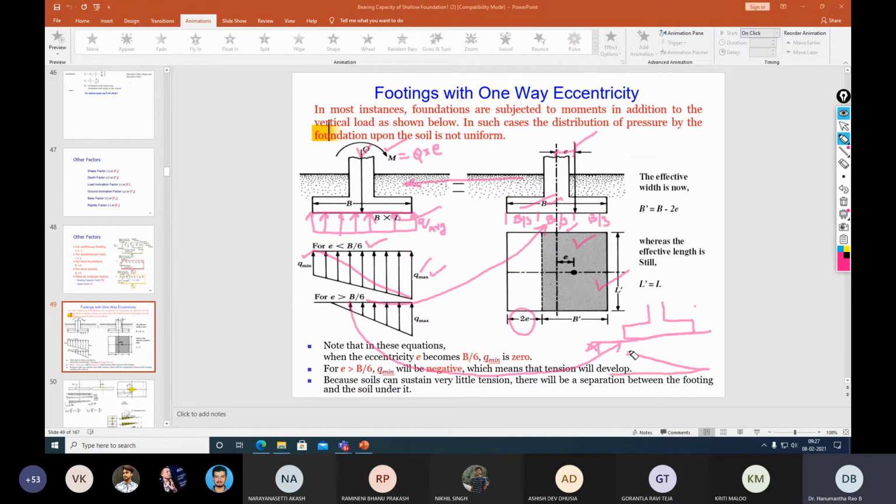So this is the ground surface and this is the footing. Here you can see this is called a separation. This separation is termed as tension. Since the separation is not acceptable, tension is not allowed in the case of the footing.